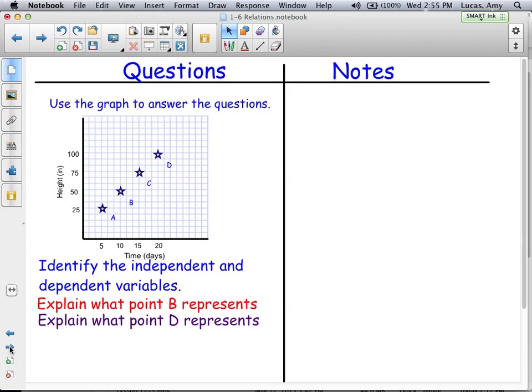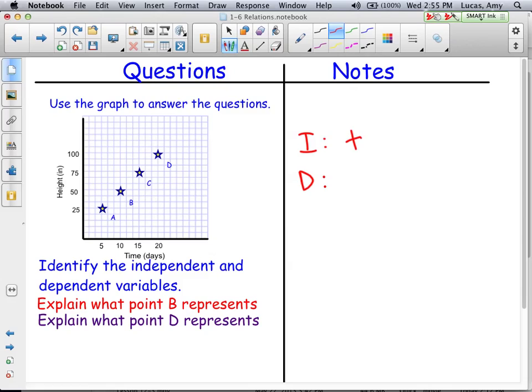The next example is just like that, so I think you've got the hang of it. Point B, B looks like 10, 50, so after 10 days, the height is 50 inches. Point D looks like after 20 days, the height is 100 inches. And then independent and dependent, remember independent is always the x-axis, so time in days, and dependent, height in inches.